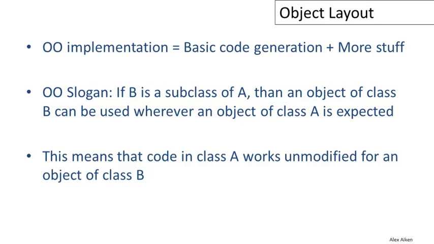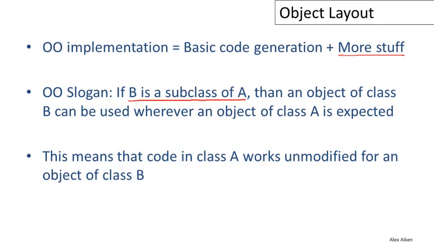So everything that you learned before, we're going to be using, and then there's going to be some additional things that we do specifically for objects. And the important thing to know about objects, the slogan that you hear when people talk about object-oriented programming, is this one. If B is a subclass of A, then an object of class B can be used wherever an object of class A is expected. So there's a substitutability property.